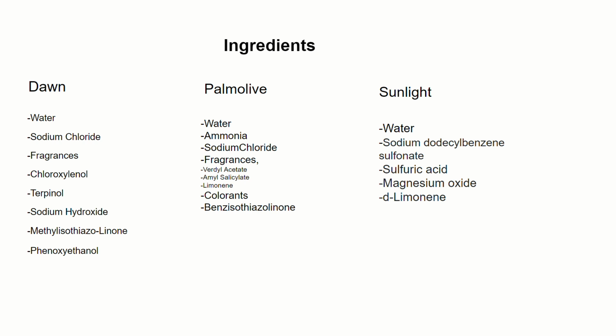For Palmolive, the water is the binding agent again. It's a solvent, helps bind all the ingredients together. Ammonia acts as an antibacterial agent and a cleaning agent at the same time, helps cut through grease. The fragrances add smell. The colorants add color.